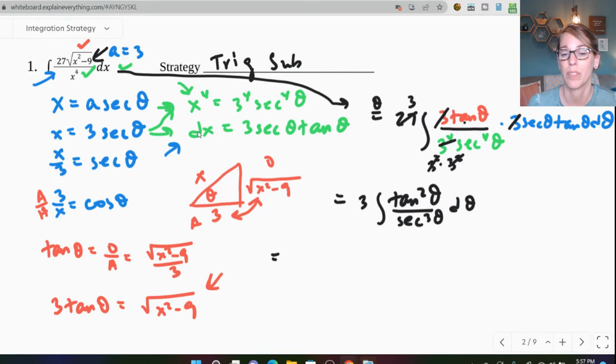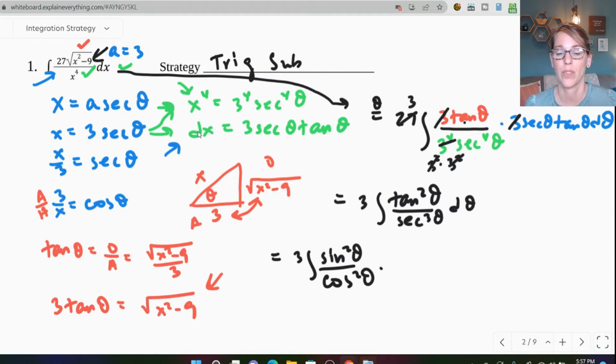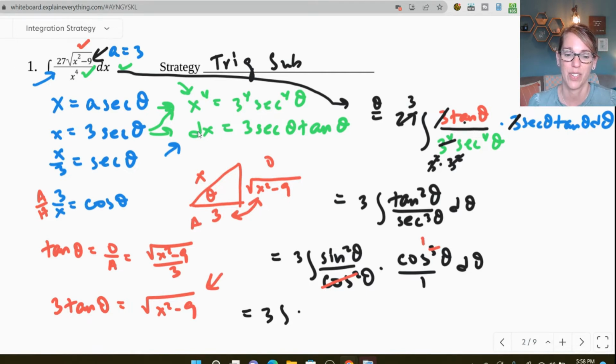I'm going to go ahead and write everything in terms of sines and cosines, simplifying what I can. Tangent is sine over cosine, so this is going to be sine squared theta over cosine squared theta. Secant is the reciprocal of cosine, so I can write that secant as cosine in the numerator, but that's going to be a cosine cubed in the numerator, divided by 1 d theta. I can cancel a single cosine, and this actually works out really nice. I can cancel 2 cosines, leaving me with a single cosine. So I end up with 3 integral sine squared theta cosine theta d theta.